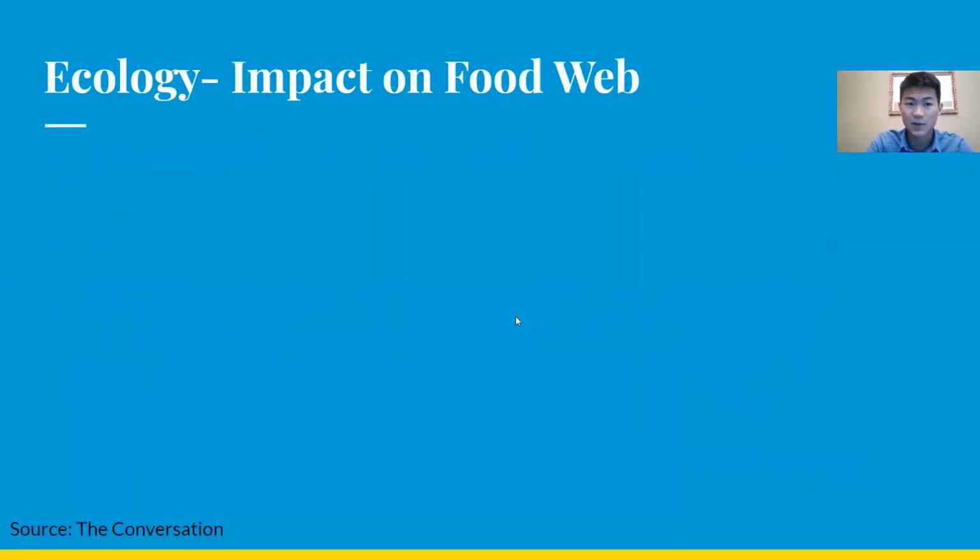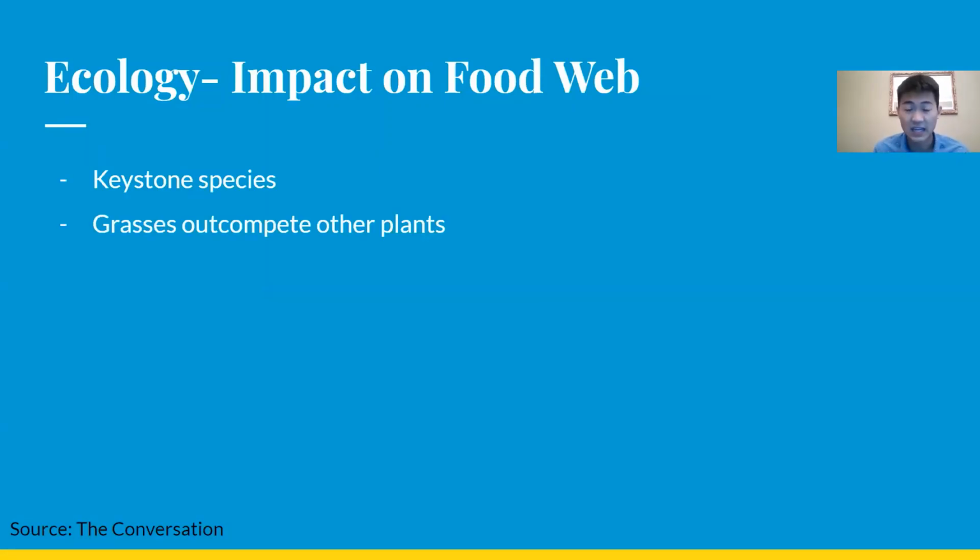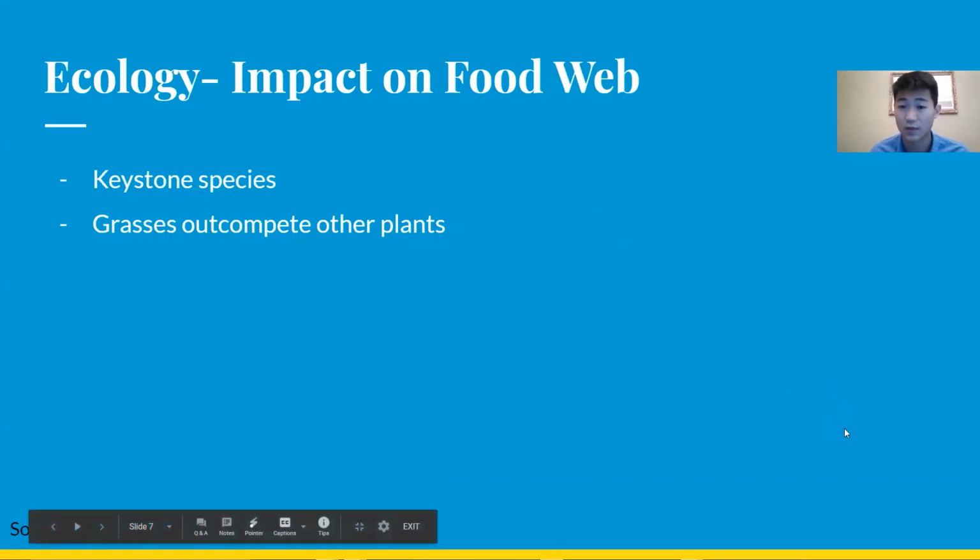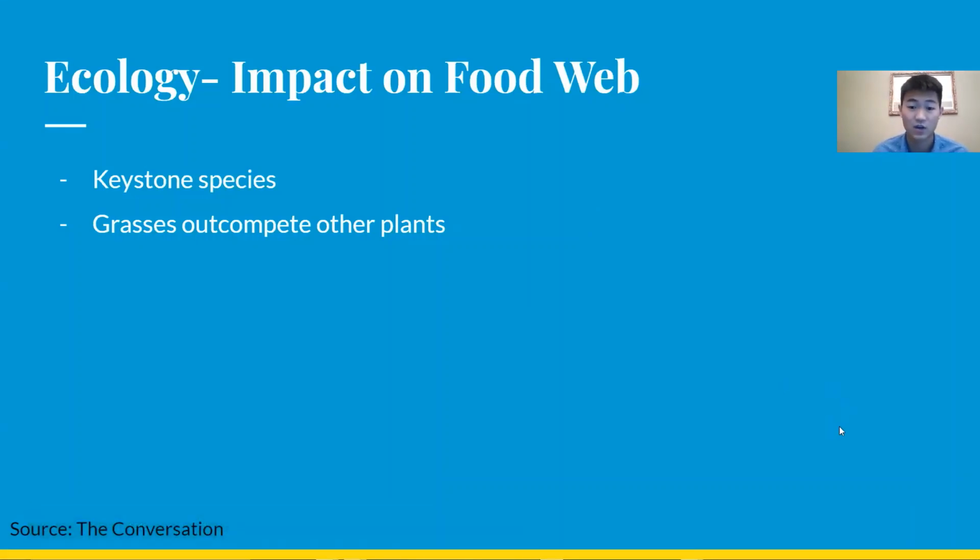So obviously in these open plains, one of the main species is grasses. And if you look out to your lawn, it's mostly grasses. And grasses outcompete a lot of other plants. Grasses are very aggressive. So grasses can decrease the biodiversity of an area. And if you remember, before we talked about biodiversity.